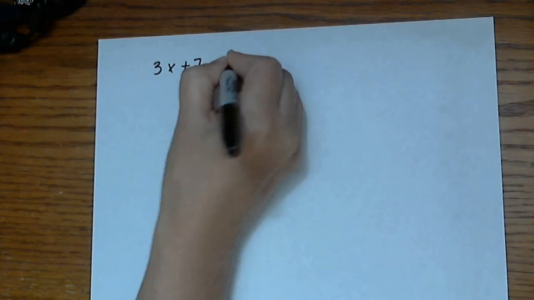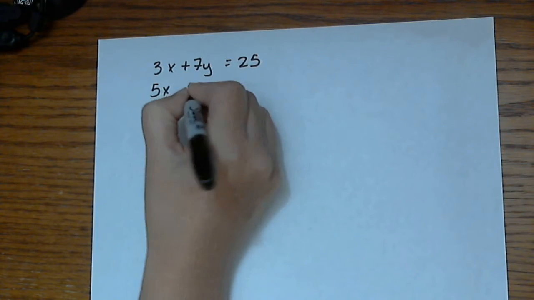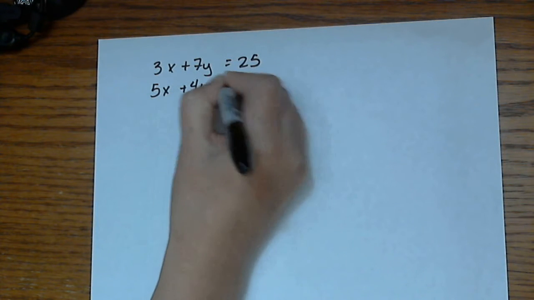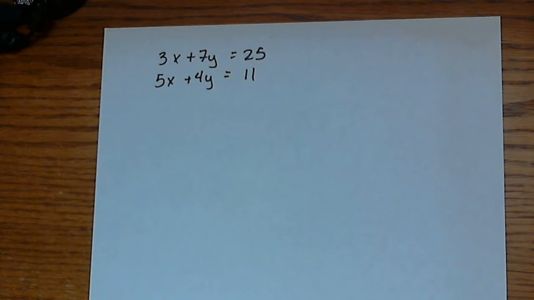Let's do one more example of a system of equations. So let's start with 3x plus 7y equals 25. And our second equation will be 5x plus 4y equals 11. Now, a lot of times students will look at the two different methods that we did to solve the last problem, and they'll say, well, I really like that elimination way. It was a lot faster. So let's see how we can use elimination to solve this system of equations.